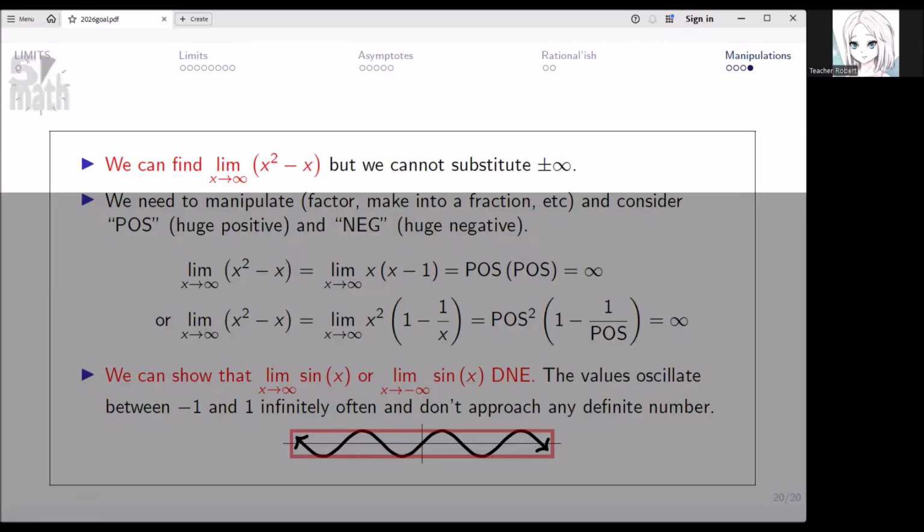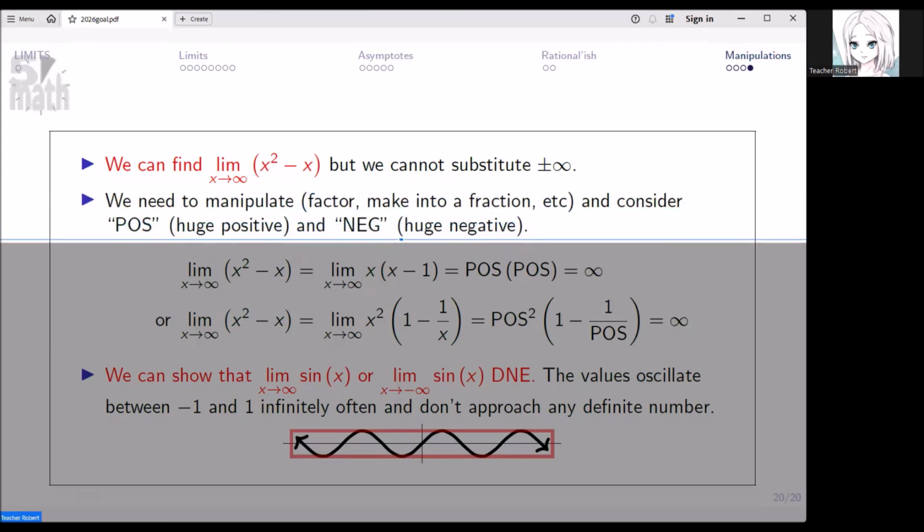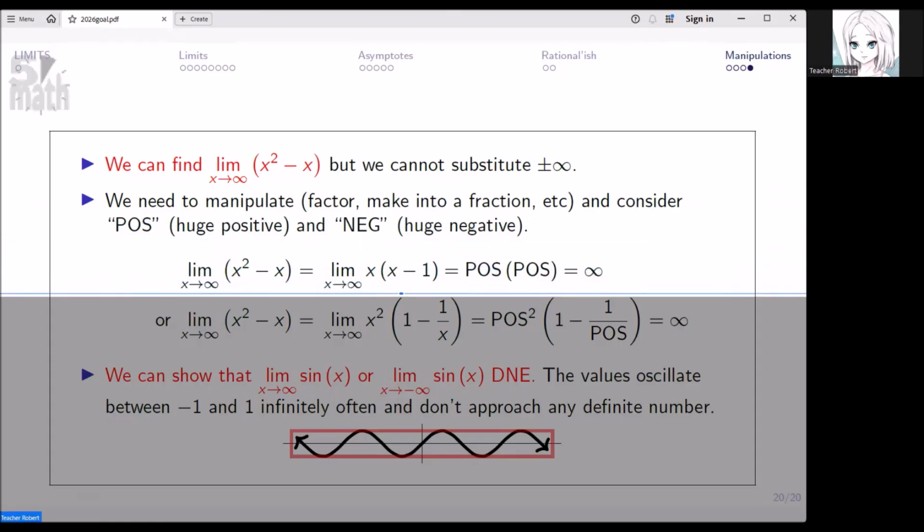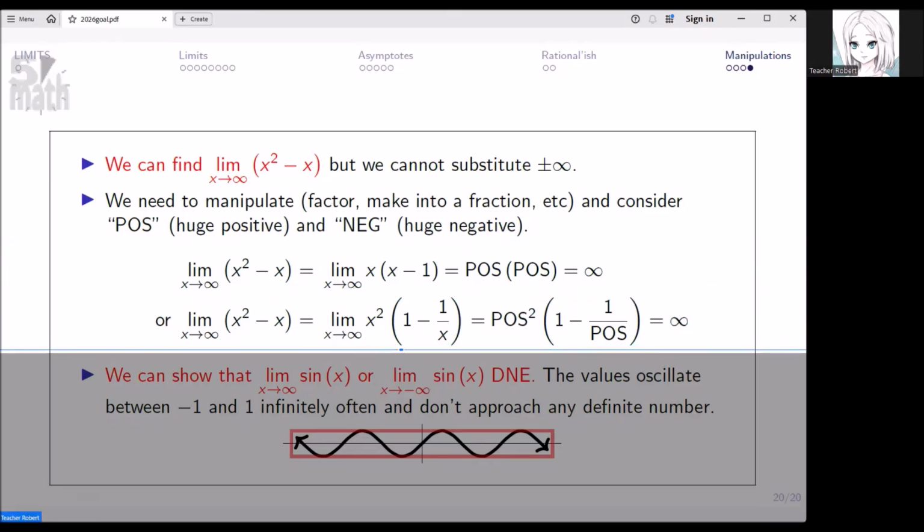We can find limit as x approaches infinity of x squared minus x, but we cannot substitute positive or minus infinity. We need to manipulate, factor, make into a fraction, etc., and consider pos, huge positive, and neg, huge negative. Limit as x approaches infinity of x squared minus x equals limit as x approaches infinity of x times (x minus 1) equals pos times pos equals infinity. Or we could have this.